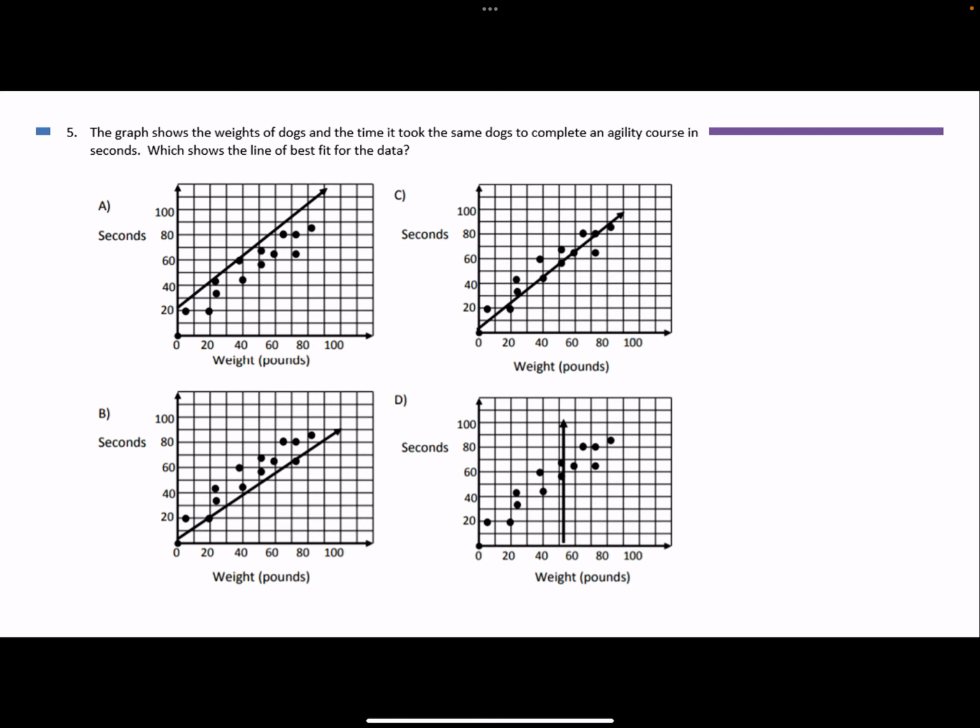All right, number 5. The graph shows the weights of dogs and the time it took the same dogs to complete an agility course in seconds. Which shows the line of best fit for the data? So again, you want the line that kind of goes through the middle of the data points. It should have about half the points above, half the points below. It should kind of follow the trend. So hopefully you can tell that it should be letter C there.